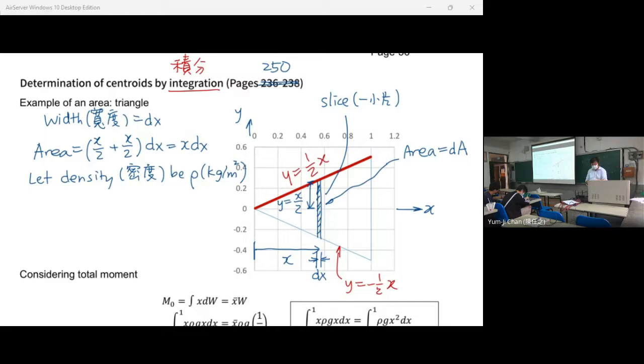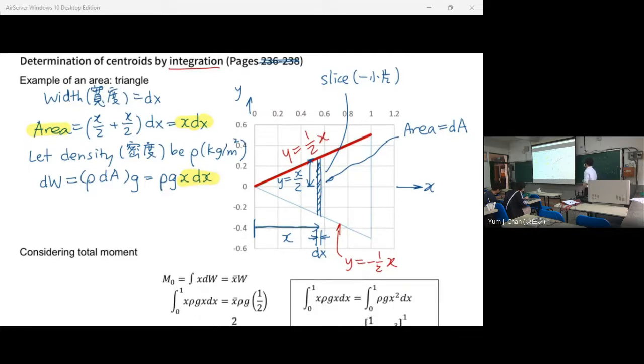So dW, the weight, is equal to rho dA times g, which is equal to rho g x dx. Remember, this is the area. The yellow part is the area. This yellow part is the area.